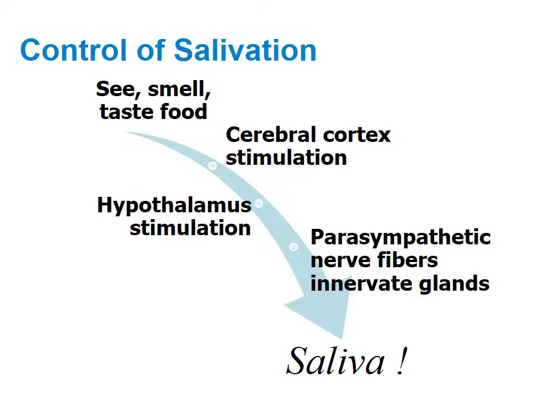Saliva production is reflex controlled. See, smell, taste, think about food, and your mouth waters. That sensory information is perceived by the cerebral cortex. It fires a pathway through the hypothalamus to the cranial nerves that control the extrinsic salivary glands.